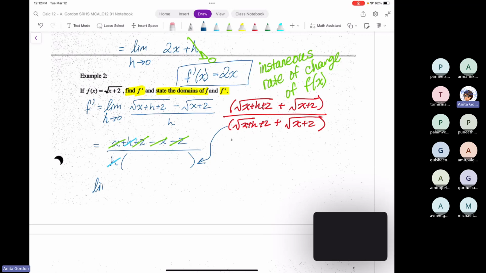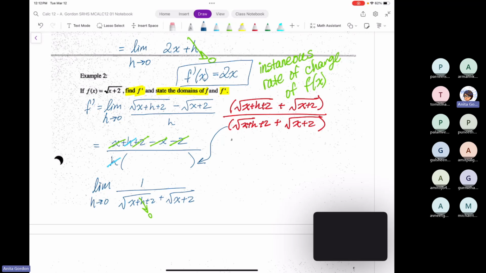So then the limit as h goes to 0 is just a 1 on top. And then I have root x plus h plus 2 plus root x plus 2. Now I take the limit. Once I have simplified it, I'm going to let h go to 0, and there's only 1 in here. So I end up with root x plus 2, both are radicals.